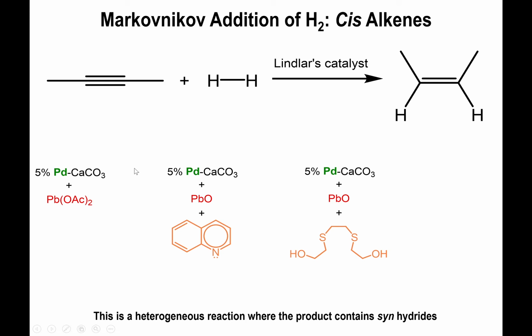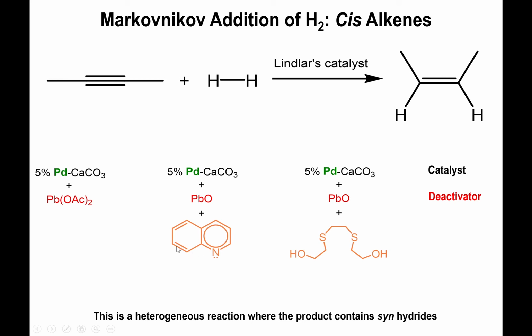So that's the reason why we're using 5% of palladium with these two solids. We're diluting the amount of available palladium on the surface. So yes, that is the catalyst, but the lead, whether it's lead acetate or lead oxide, we call this a deactivator because it's pretty much diluting how much palladium is present at the surface for hydrogen to interact with.